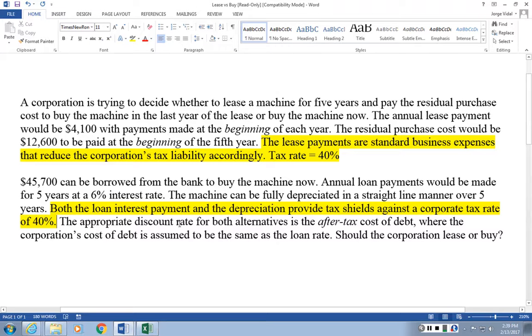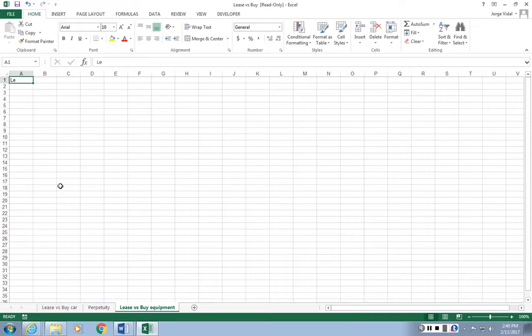The appropriate discount rate, because we do this in present value, again, the analysis. So the discount rate is the after-tax cost of debt. And very important is right here, after tax. Because all of that's going to give you clues when you do your cash flows. So should the company buy or should the company lease the equipment? Okay. So let's begin the analysis. And we're going to do the lease option first.